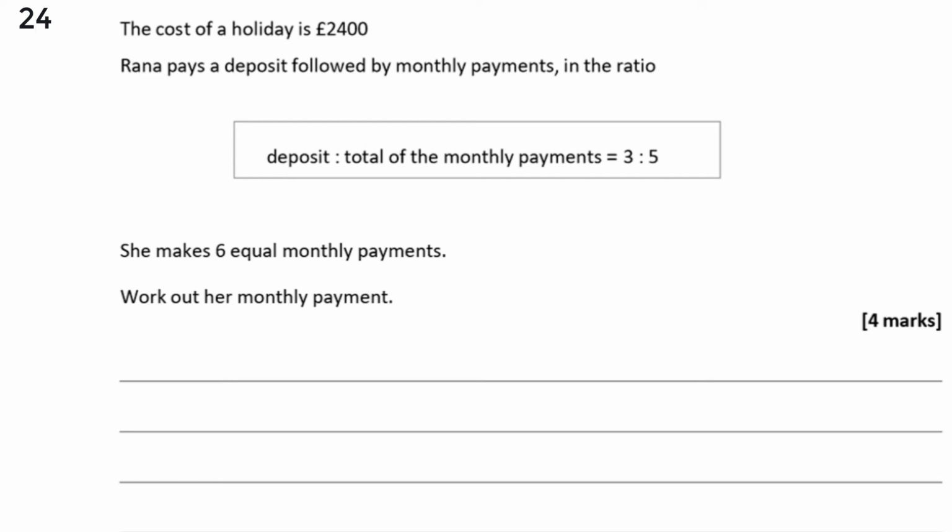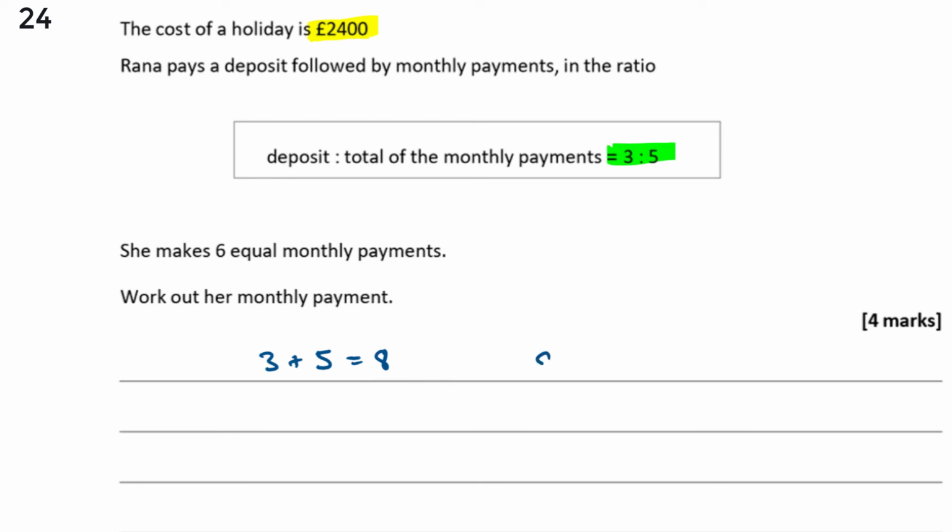So let's start by taking our total cost of the holiday and dividing it in the ratio of 3 to 5, so we can know how much the deposit was and how much the total of the monthly payments is. We can do that by adding the 3 and the 5 from the ratio. 3 plus 5 gives me 8. That tells me how many shares there are altogether: 3 shares for the deposit, 5 shares for the monthly payments, 8 shares altogether.